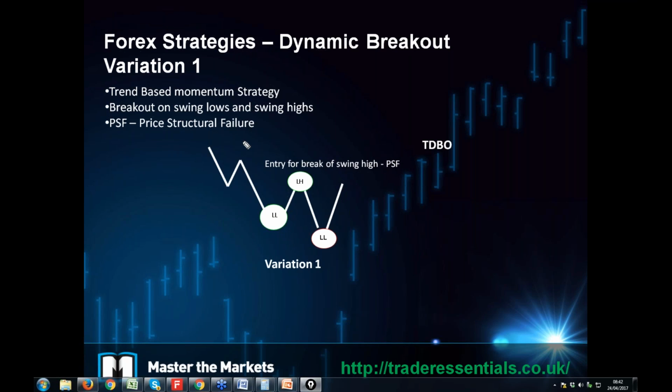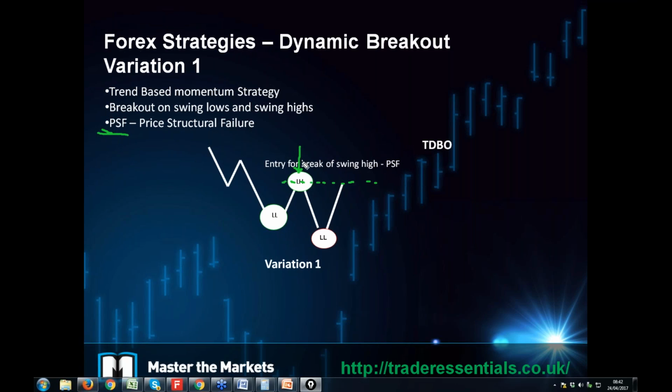Let's grab the pen. So you can see here we're in a downward trend. Now this is the last lower high in the downward trend. This is a swing high. Now, what we look for in a variation 1 is what we define as a price structural failure, or PSF for short. And with this PSF we're basically looking for a reversal in the overall trend of the market.